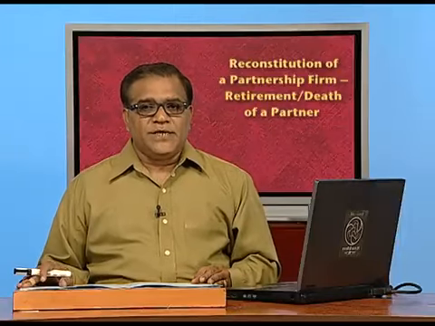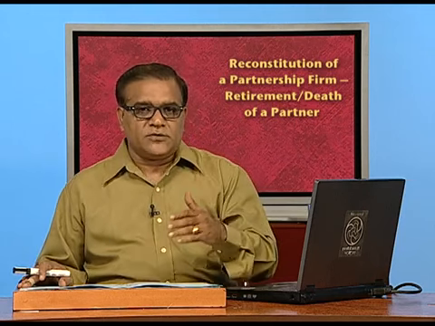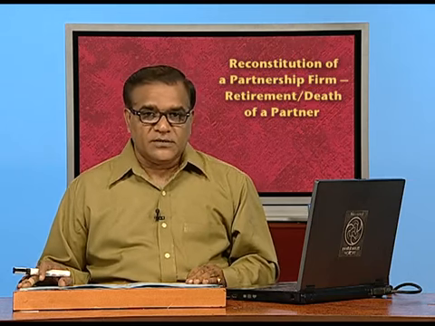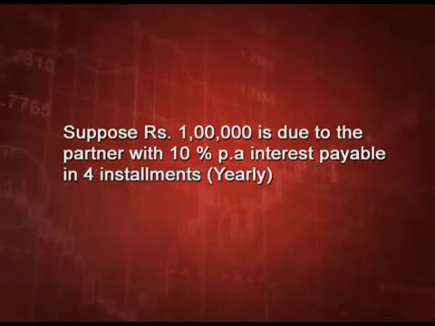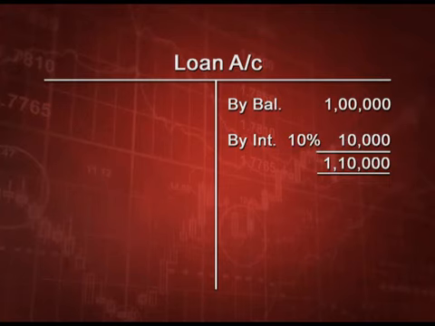Now, sometimes we pay the partners in installments, 10,000 or 20,000 per year, but then we have to pay interest on that. Let us understand this concept by way of a simple example. Suppose 1 lakh is due to the partner with 10% per annum interest, payable in 4 installments. Now, in the loan account, on the credit side, first the balance will be 1 lakh, and then 10% interest will be calculated, that is 10,000, 10% of 1 lakh.